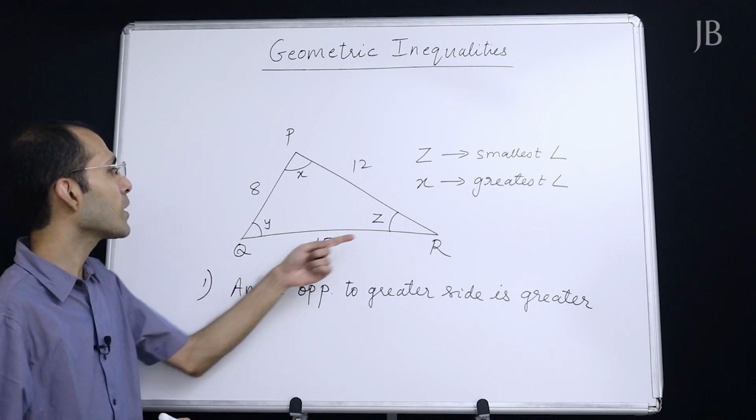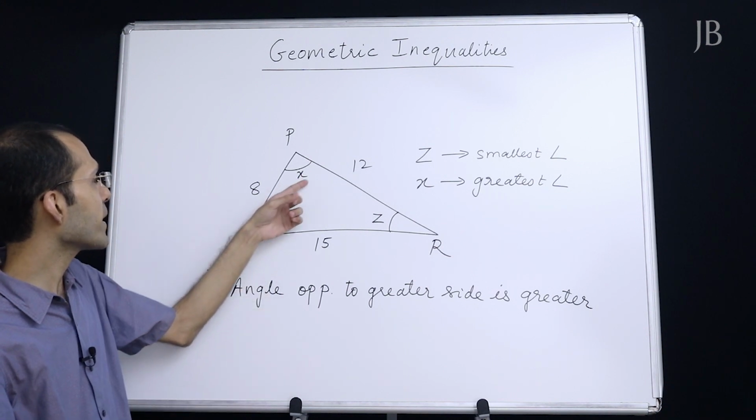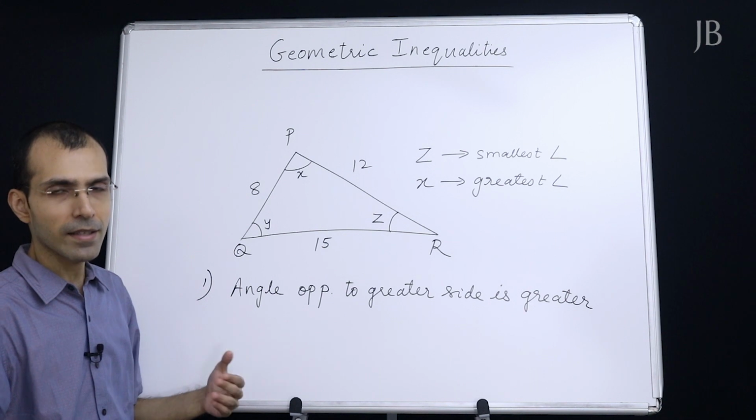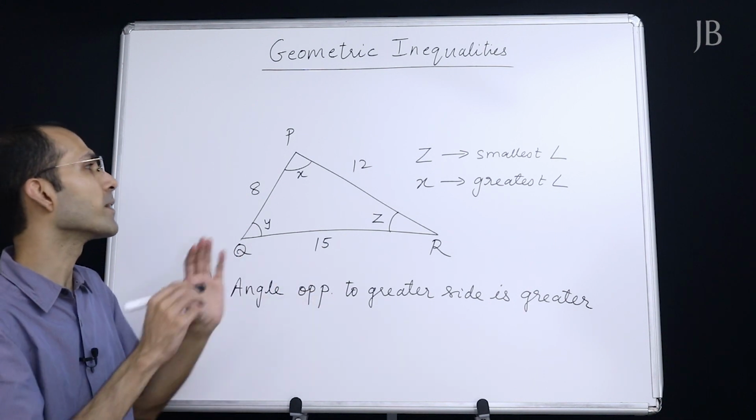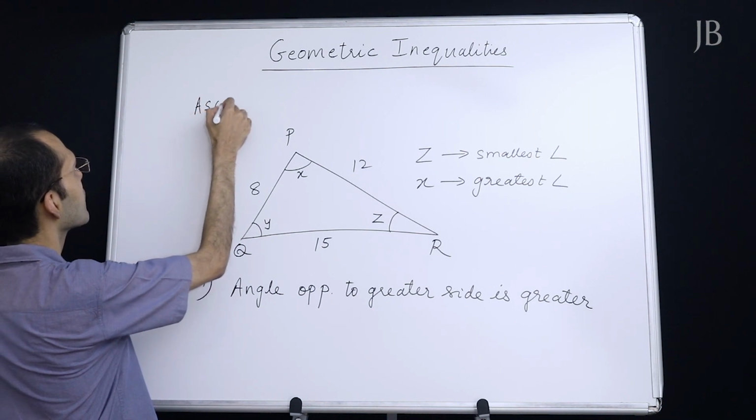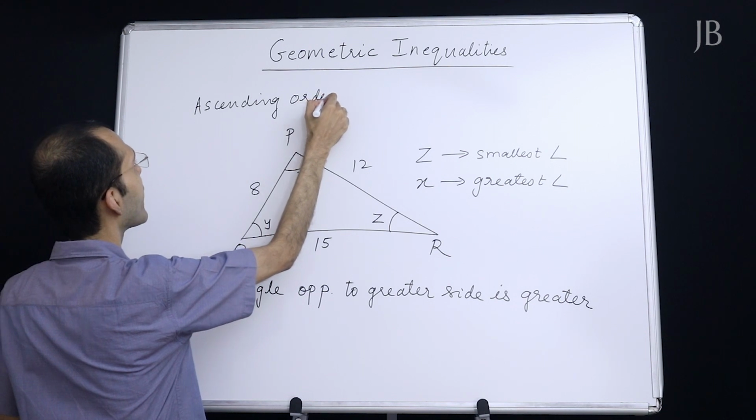So if we wish to arrange X, Y, Z in ascending order of their magnitudes, ascending order means small to big. So which is the smallest? So, ascending order of angles.